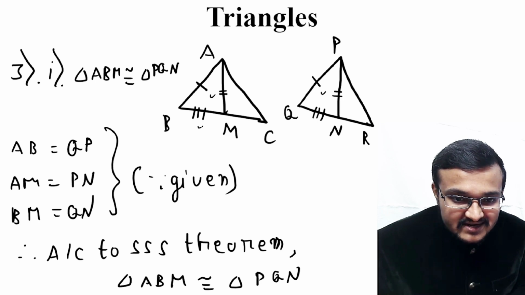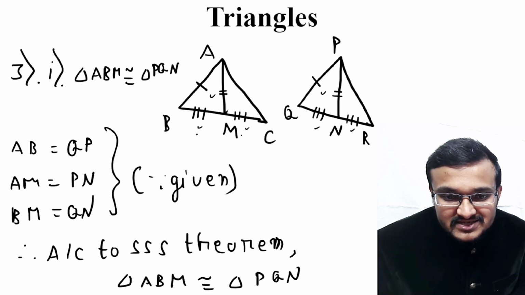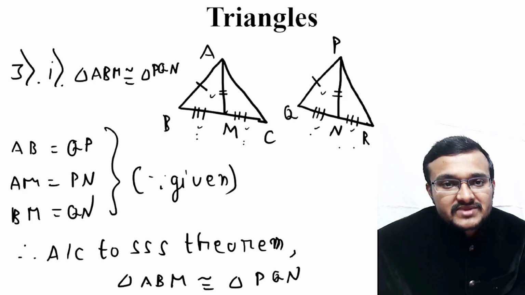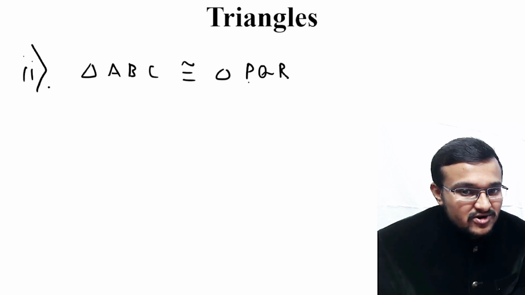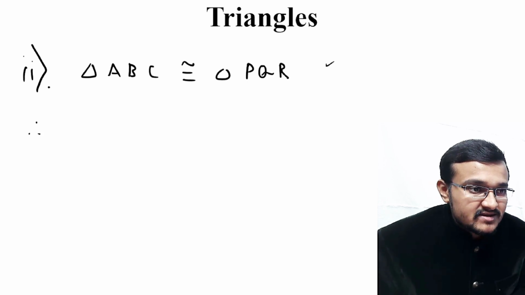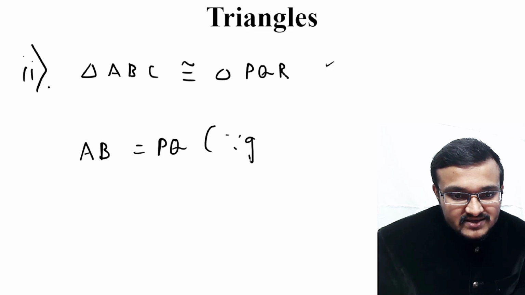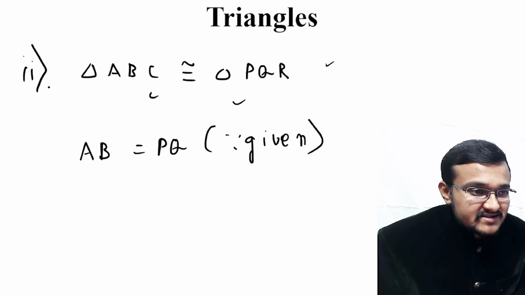So that means this side and this side will be equal to each other. This side and this side will be equal to each other. So since BM is equal to QN and BM is also equal to MC, MC will be equal to NR. So here triangle ABC is already congruent with triangle PQR. So here we can write AB is equal to PQ, which is already given.